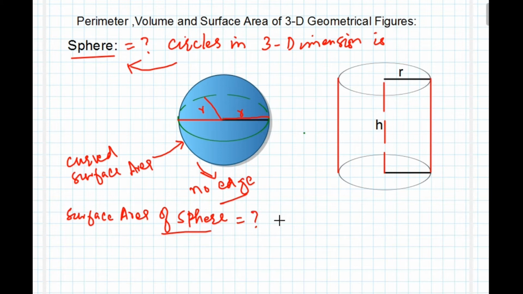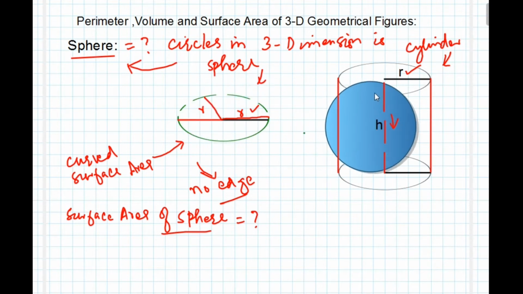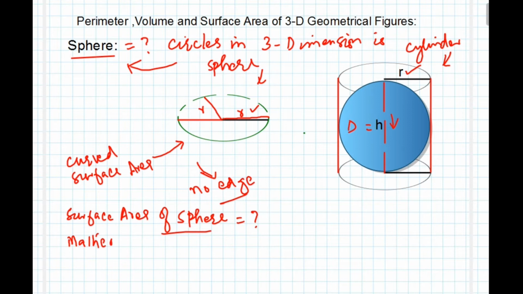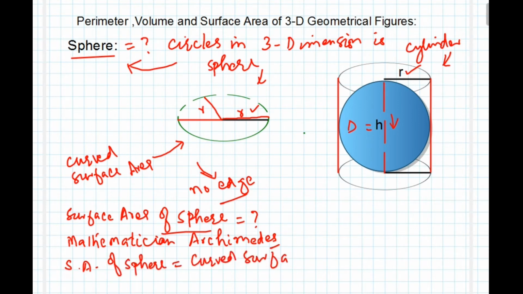So what is the surface area of a sphere? Let the radius of the sphere and the cylinder be the same, and let the height of the cylinder be such that the sphere can easily fit into the cylinder as shown. It can be seen that the height of the cylinder is equal to the diameter of the sphere. It was proved by the mathematician Archimedes that the surface area of a sphere is equal to the curved surface area of the cylinder.